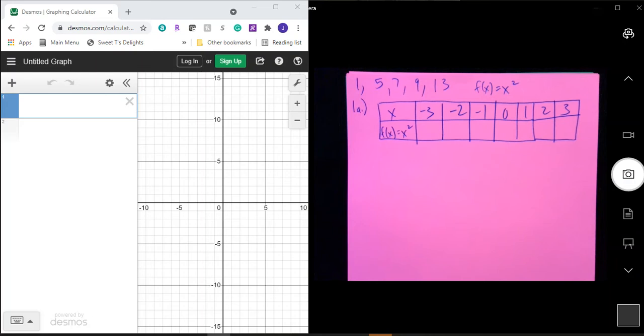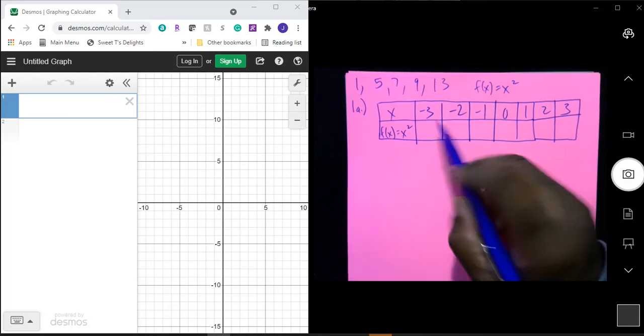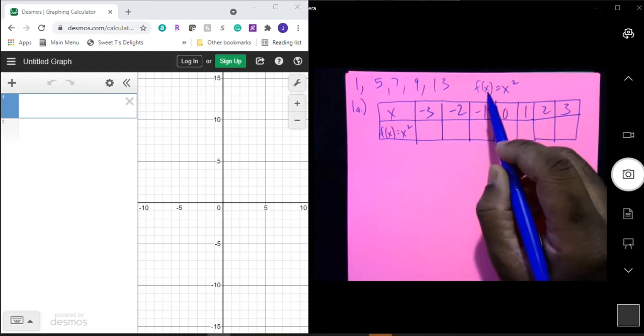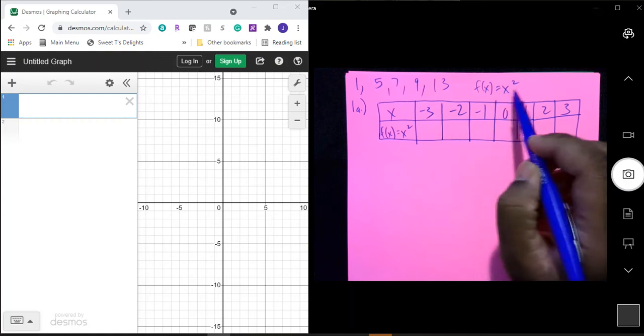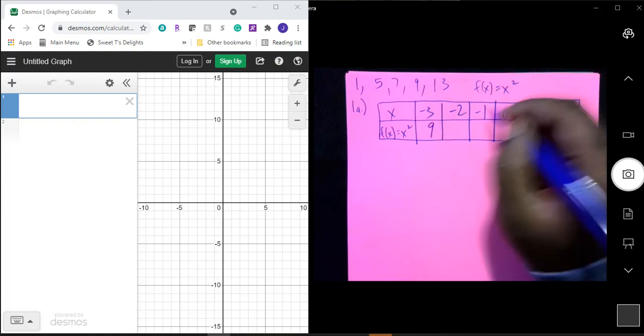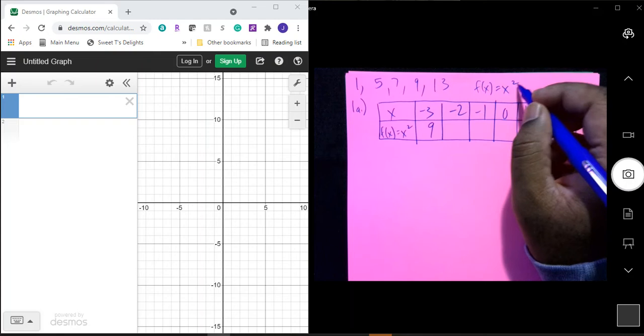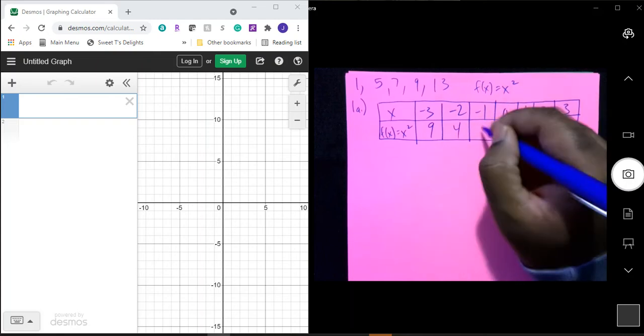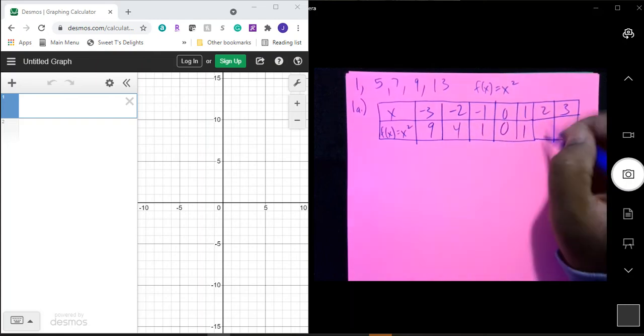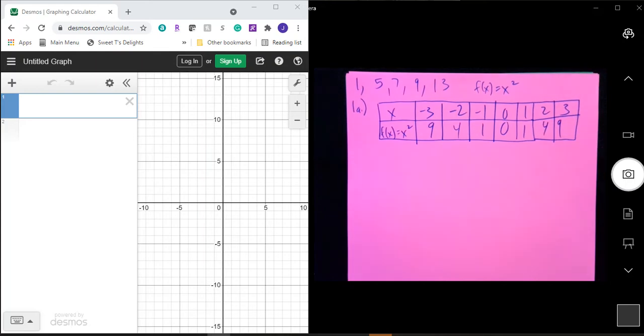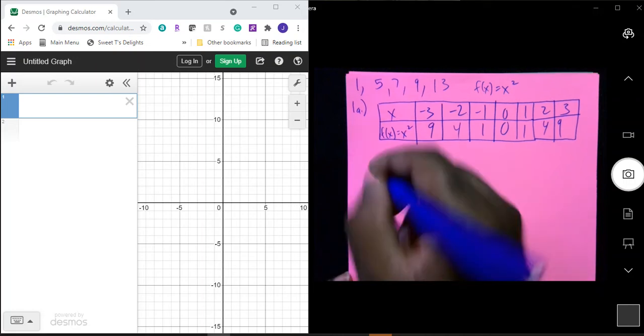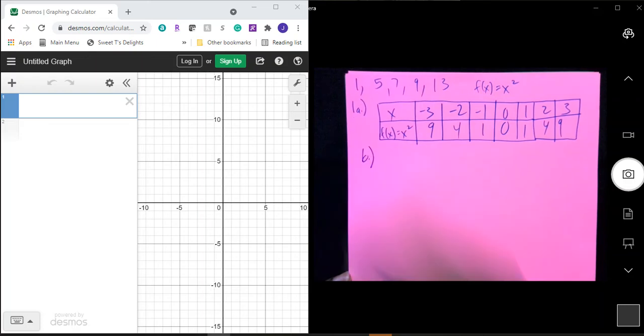With f of x equals x squared, we substitute in -3 for x. When we substitute in -3 for x, we get +9. -2 for x, we get +4. -1 gives 1, 0 gives 0, then 1, 4, and 9. Okay, now these are the values that we would get in our table. That was A. Now we go to B.